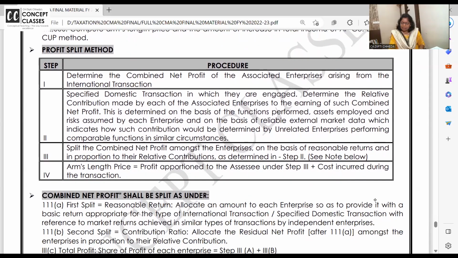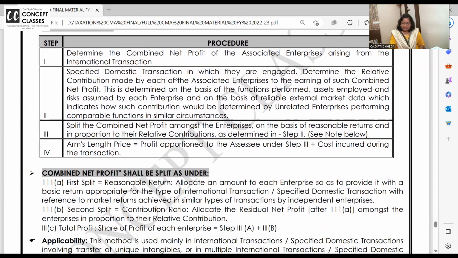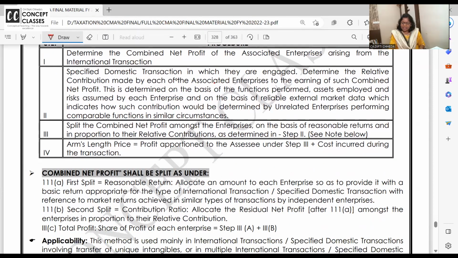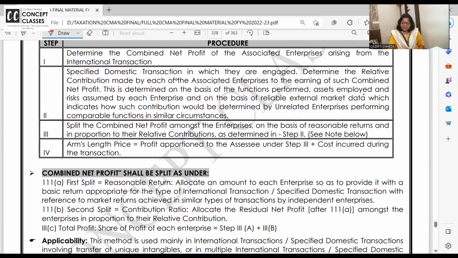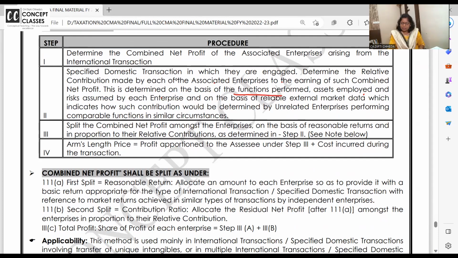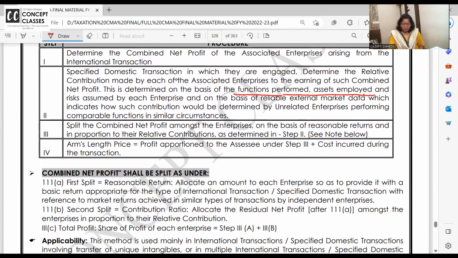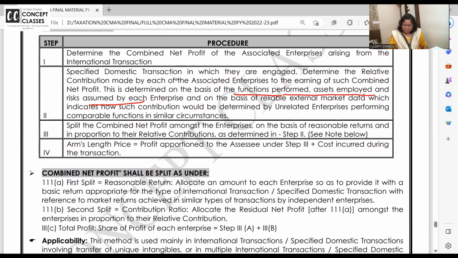Determine the combined net profit of the associate enterprises. Now specify the domestic transactions in which they are engaged. Determine the relative contribution made by each associate enterprise. This is determined on the basis of functions performed, assets employed, risk taken, किसने कितना काम किया, right? So that will be done, and for this they will give.